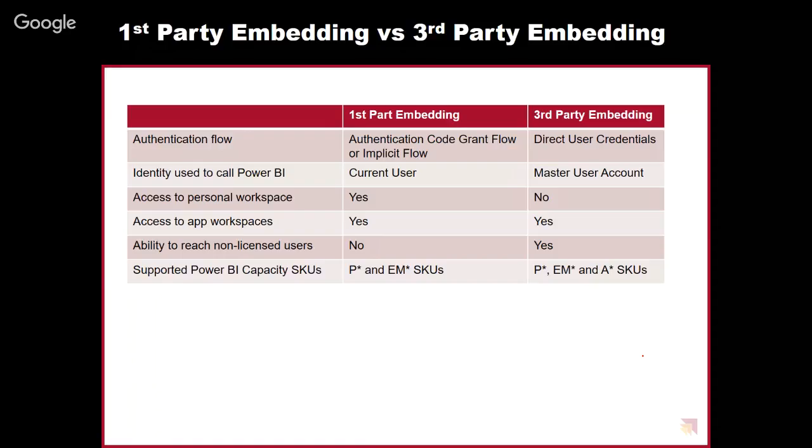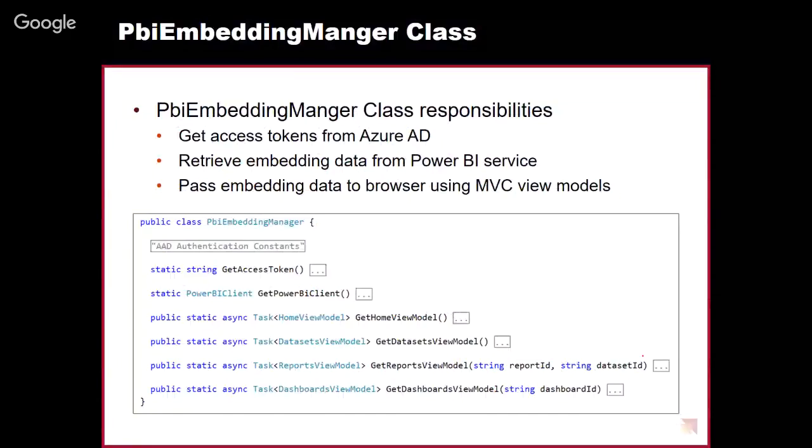Okay. Now, with first-party embedding, there are different types of authentication flows. But since we're focused on third-party embedding, what you're going to see is that we have to use direct user credentials. And we're going to see that in just a second.